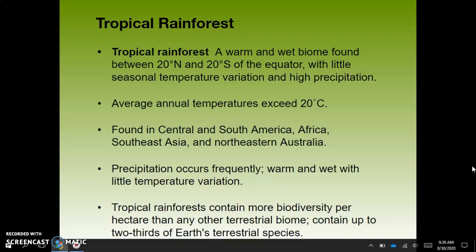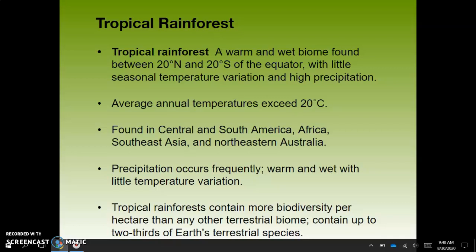A tropical rainforest is a warm and wet biome found between 20 degrees north and 20 degrees south of the equator, with little seasonal temperature variation and high precipitation. So these average annual temperatures exceed 20 degrees Celsius, so it's very warm. Found in Central and South America, Africa, Southeast Asia, and Northeastern Australia. Precipitation occurs frequently, and it's warm and wet with little temperature variation.